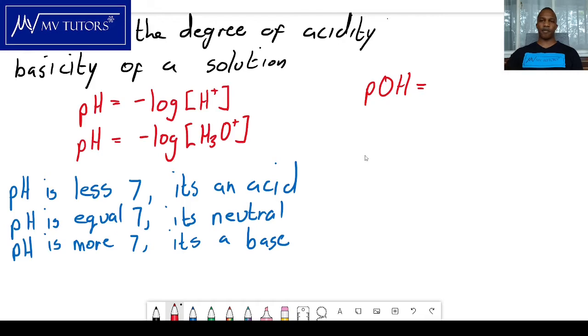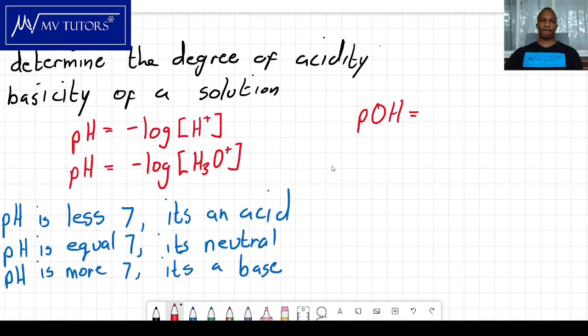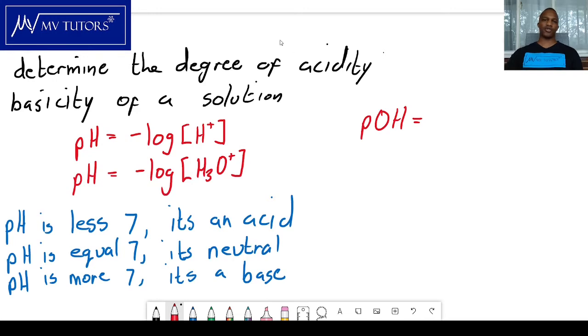If you have a base in your solution, but you want the pH of the solution, you can still solve it, or you can also solve a pOH. So a pOH is basically the negative log of the concentration of your hydroxide. Remember, an acid produces a hydronium and a base produces an OH.